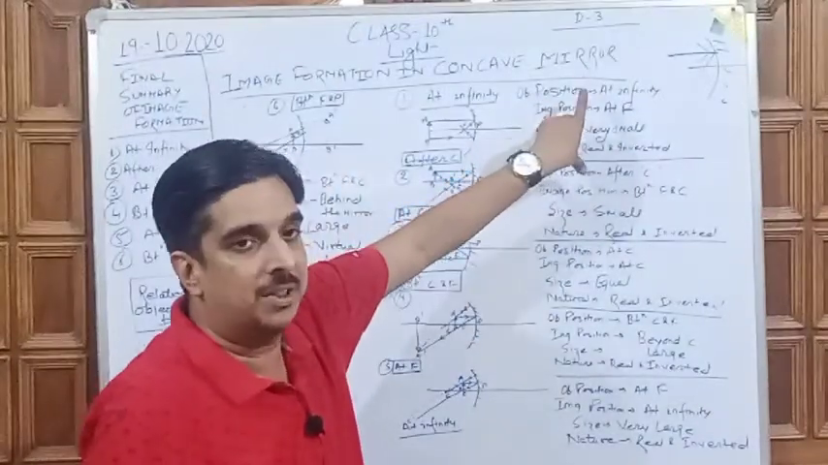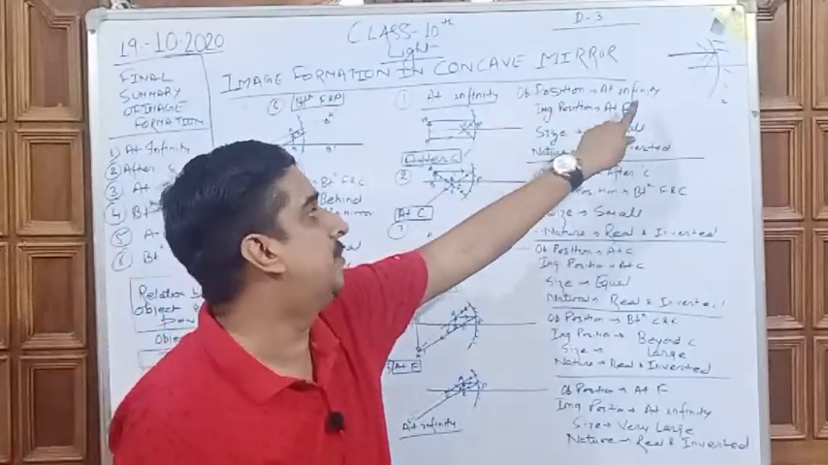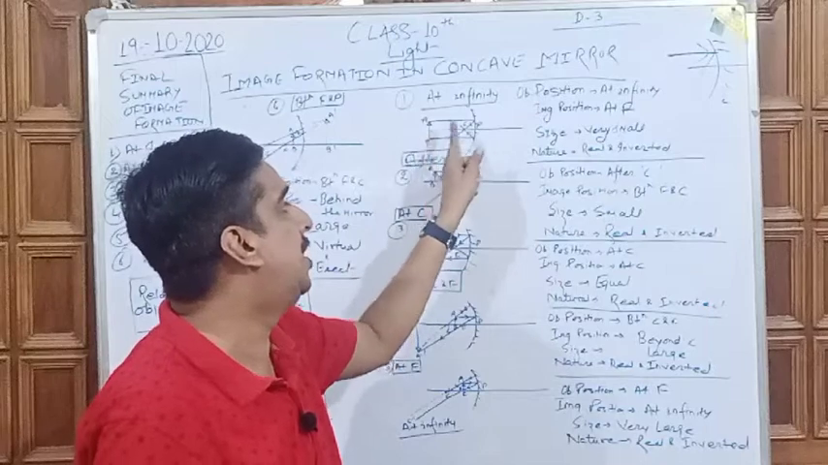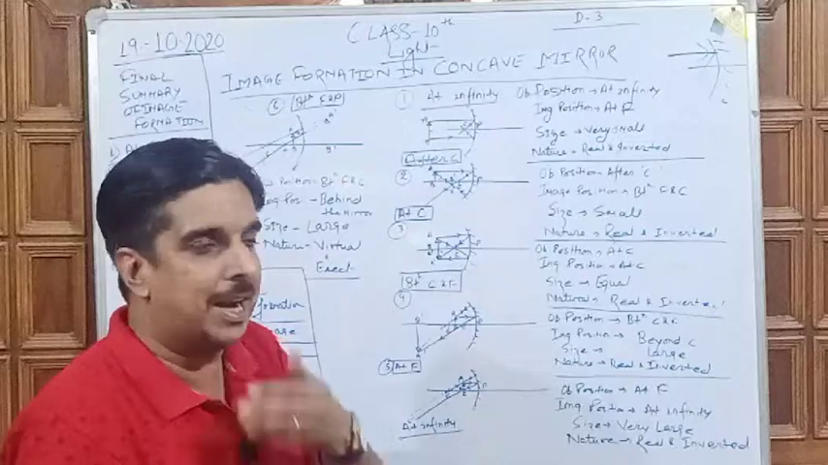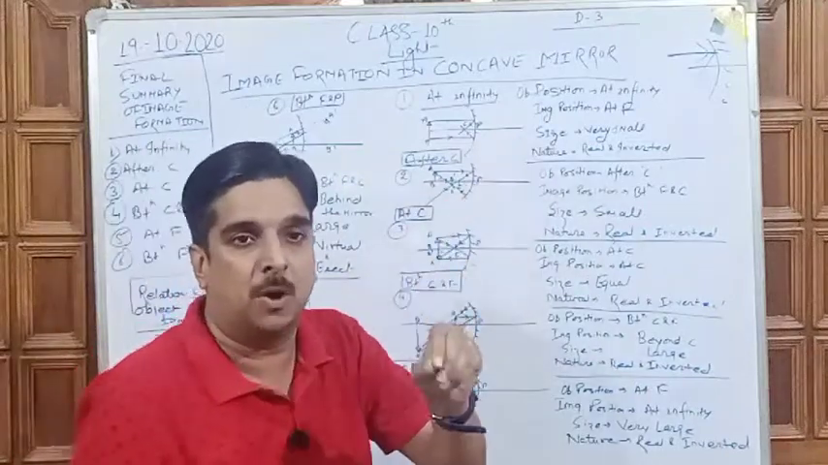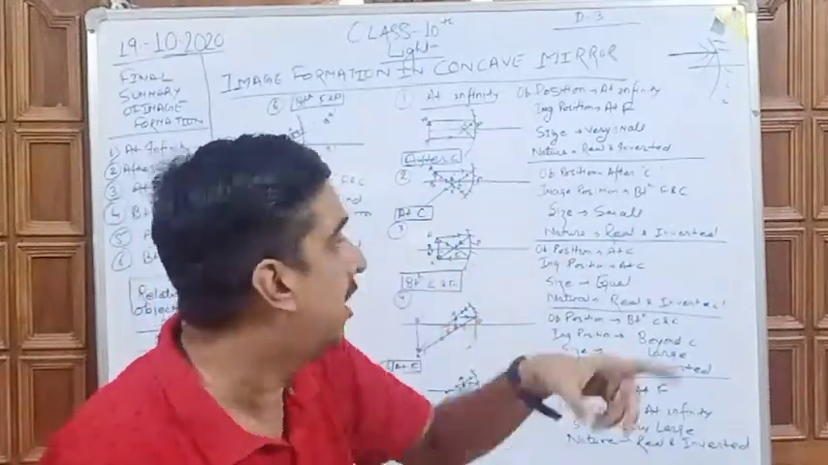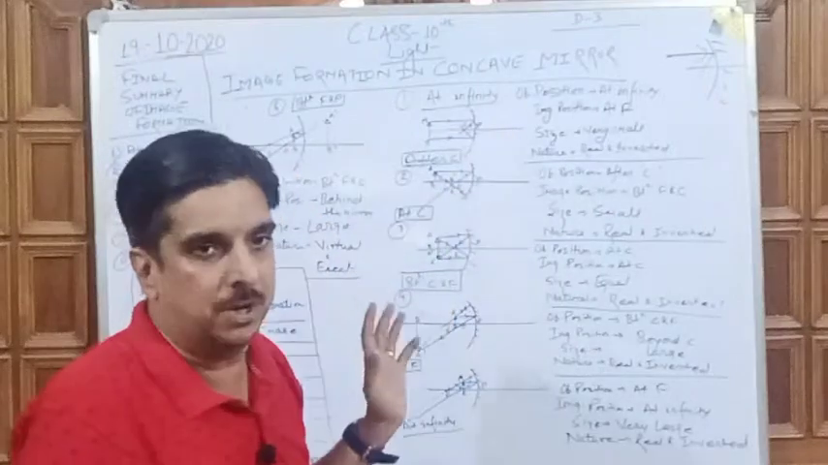So in a nutshell, object position is at infinity, image position is at F because the reflected rays intersect each other at F. Size is very small because the image is formed at point F only, and nature is real and inverted.